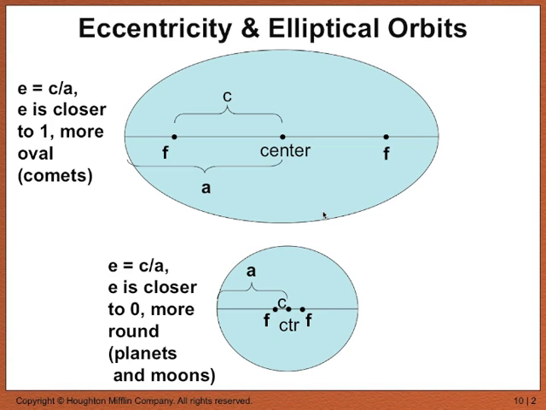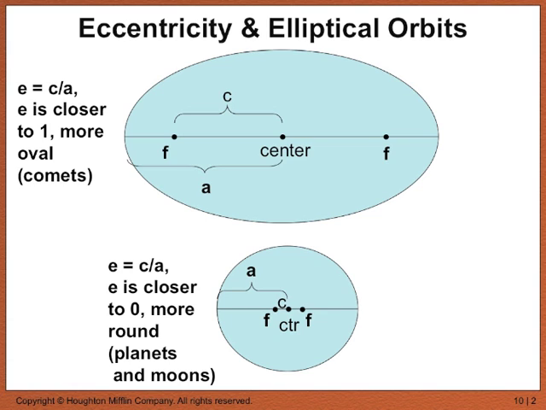So these two diagrams represent orbits as you'd find in the universe. A comet's orbit has a more elliptical shape, a more oval shape, whereas the orbits of planets and moons are more round, less oval. In a second, I'm going to talk about why that's true. For now, let's just look at the elements of these orbits.